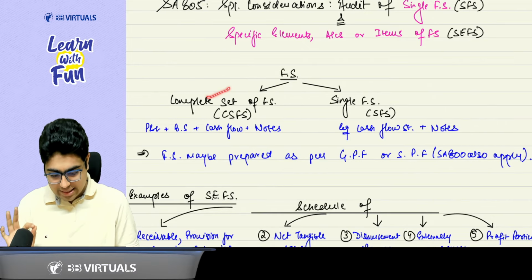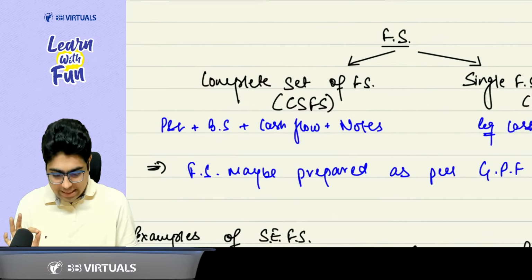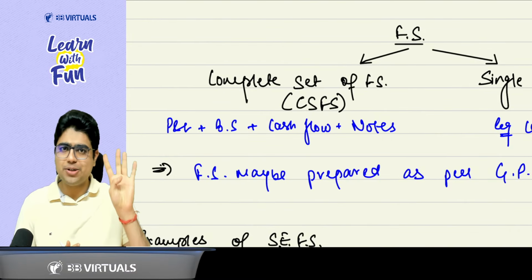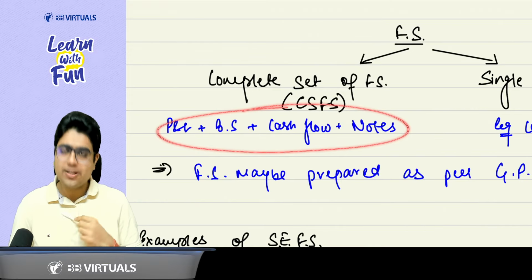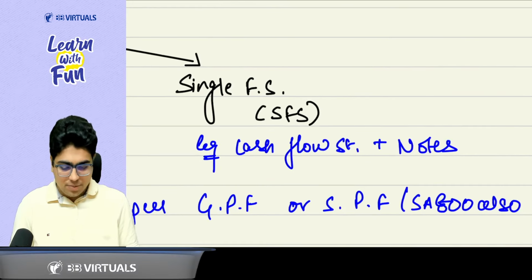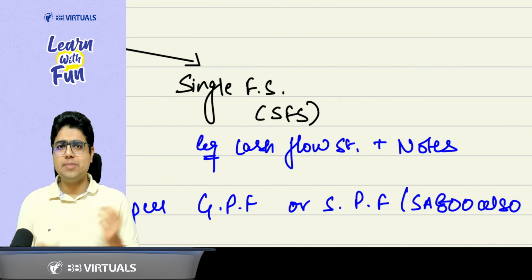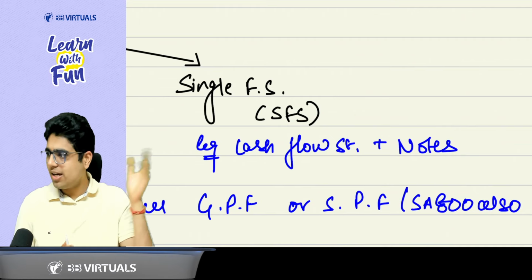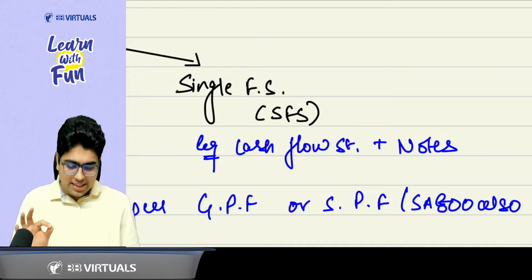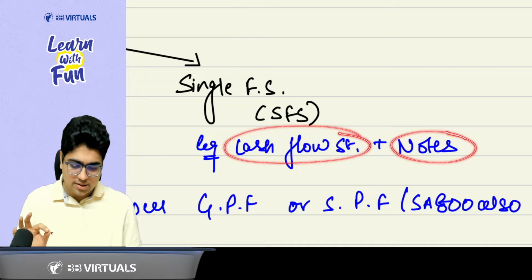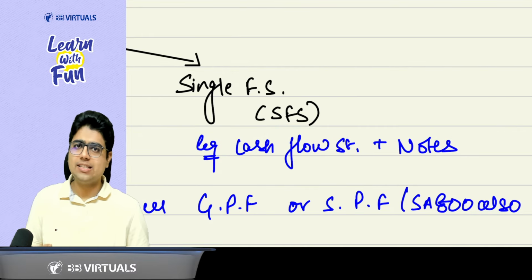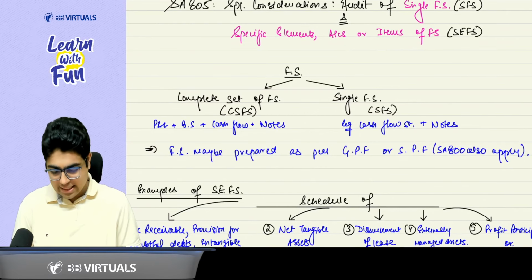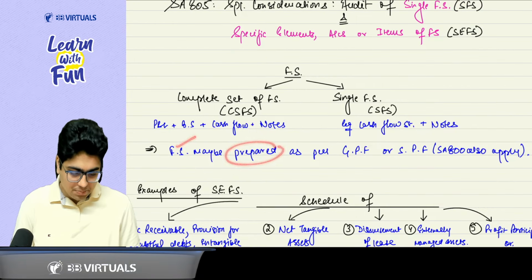Complete set of financial statements, that is CSFS. Complete set means they include each and everything: P&L, balance sheet, cash flow statement, notes to accounts. Everything is there in this financial statement. Then comes another type of financial statement, like a single financial statement: a single P&L account, a single balance sheet, or a single cash flow statement. So whenever there is a single financial statement along with the notes, we call it a single financial statement, that is SFS. Got it, sir? Now just understand these basics, that these financial statements can be prepared as per general purpose framework or as per special purpose framework.